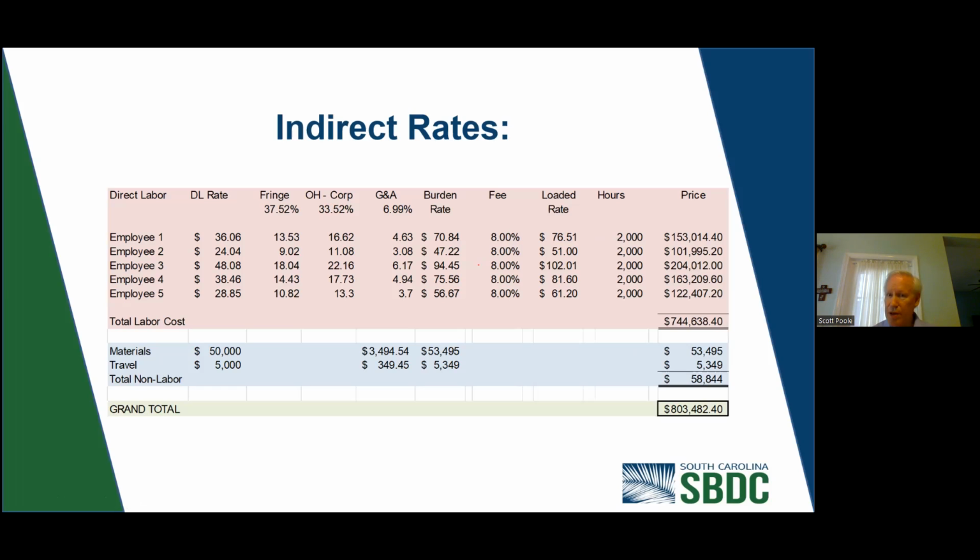But a lot of them are saying, okay, for the materials, for travel, for all the non-labor type of costs, sometimes they're saying you just do this with a pass-through, but most you do is load your G&A rate on this. So if the materials come to $50,000, you multiply it by the 6.99, add that all together, and that comes through as that pass-through. So that gives a grand total for this one of $803,482.40.